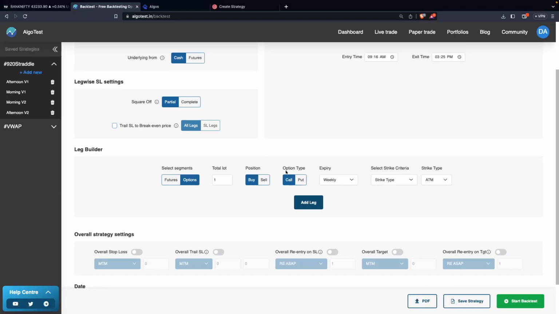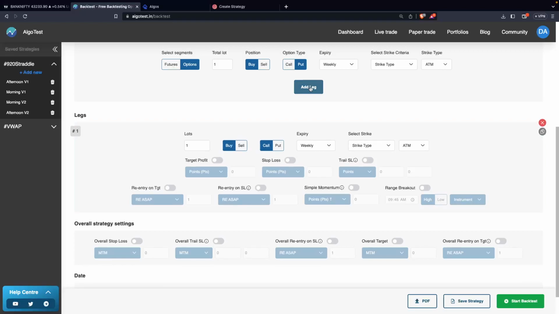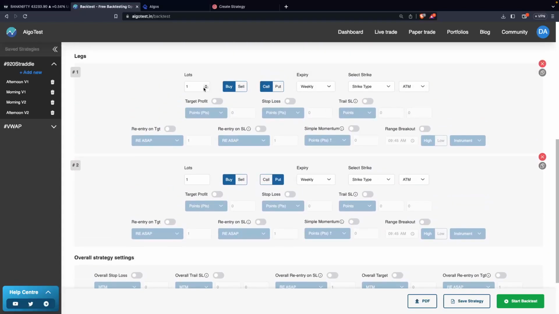Using the option type call, put, weekly expiry, strike price at the money, we add this leg and add one more leg for the put side. So we have successfully added two legs. Now we need to provide the entry conditions, what the entry conditions are and how the entry should take place.